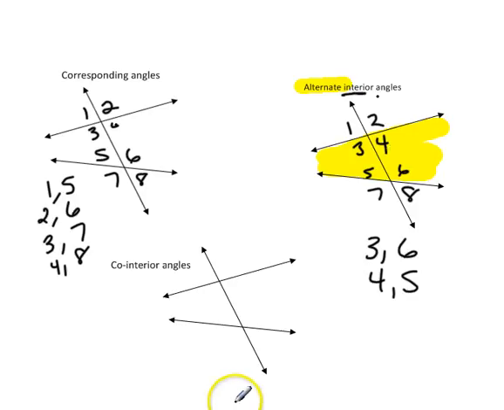Co-interior angles. So we know we're still talking about this inside portion. Let's give them the same numbers, 3, 4, 5, and 6. But they're co-interior. Think about if you're co-captains, you're together, you're doing the captaining together. So co-interior angles are angles that are together. So angle 4 and angle 6 are going to be co-interior, and 3 and 5 are going to be co-interior.